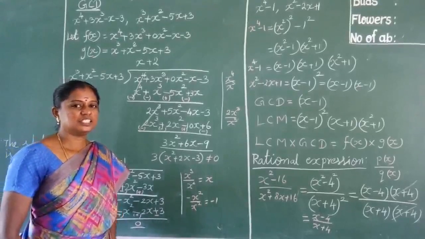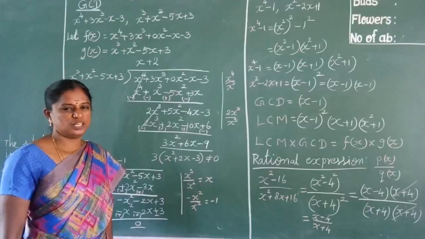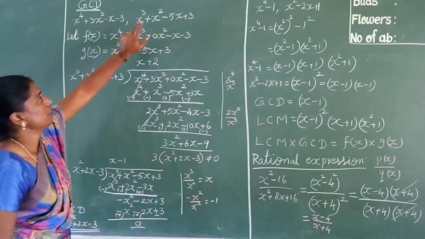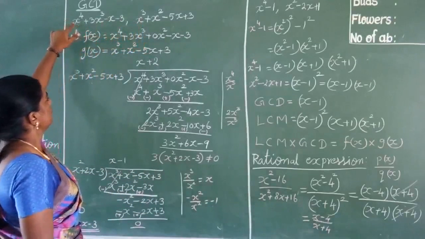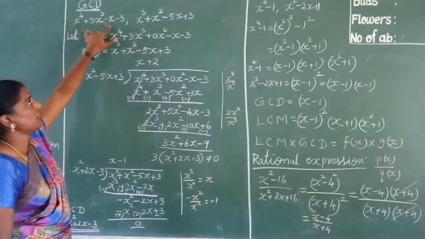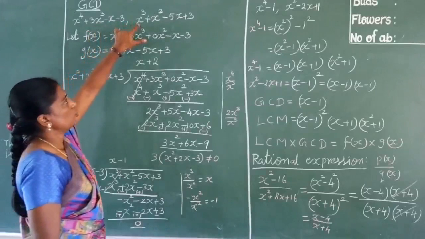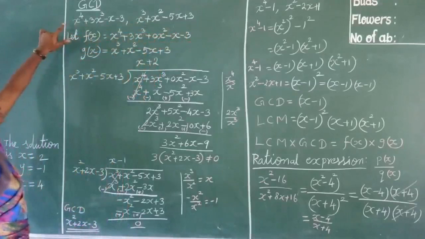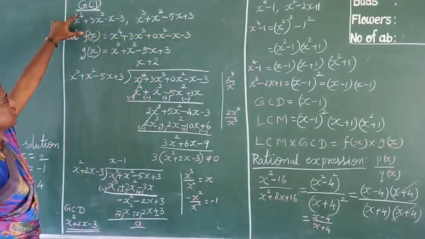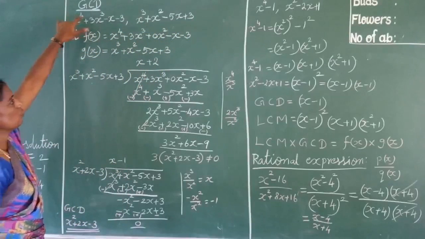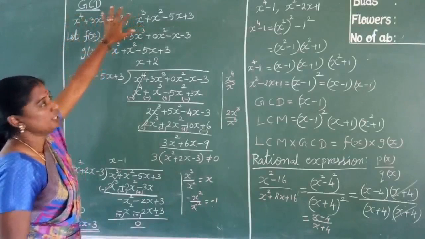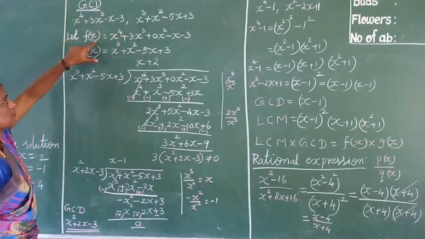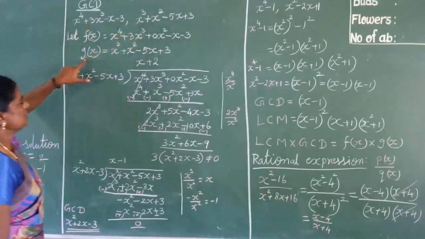Next we discuss the GCD of the given 2 polynomials. How do we find the GCD of the 2 polynomials? Here we consider 2 polynomials. One is x power 4 plus 3x cube minus x minus 3. Another one is x cube plus x square minus 5x plus 3. First we see what is the greatest degree. Here the degree is 4 but here the degree is 3. So the greatest degree polynomial we consider f of x, and the next one we consider g of x.